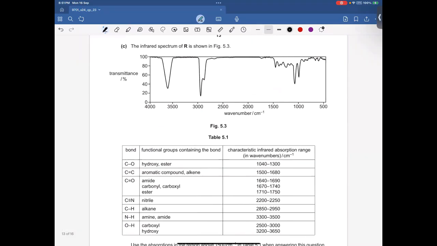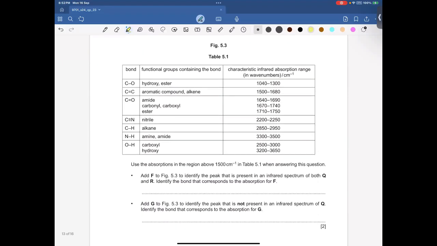Part C. The infrared spectrum of R is shown in figure 5.3. Use the absorption region above 1500 centimeter inverse when answering this question. Add F to figure 5.3 to identify the peak that is present in an infrared spectrum of both Q and R. Identify the bond that corresponds to absorption for F.